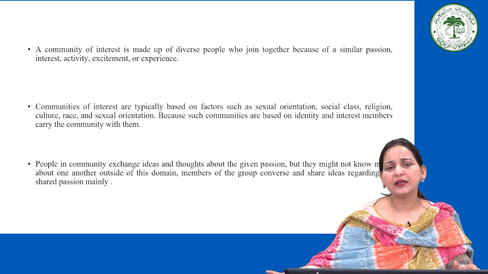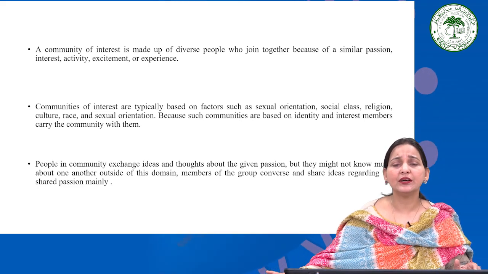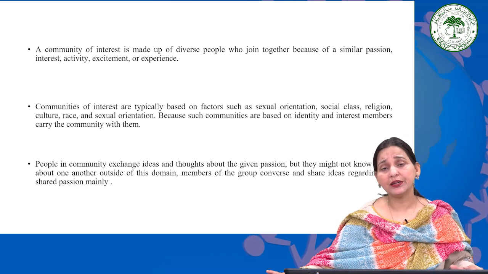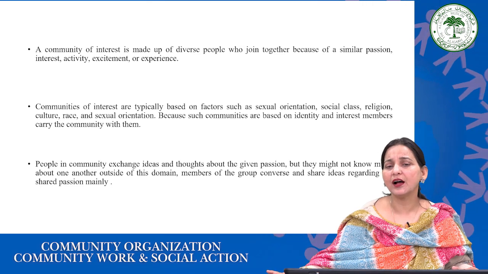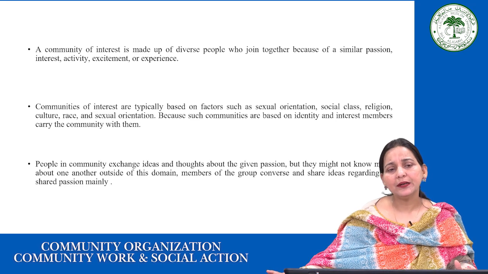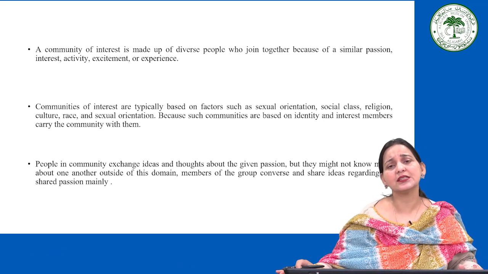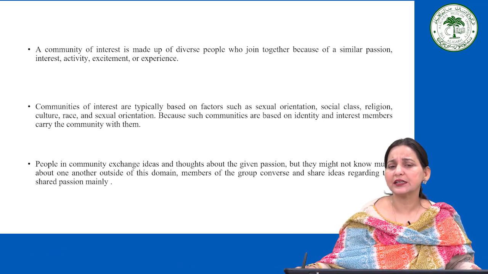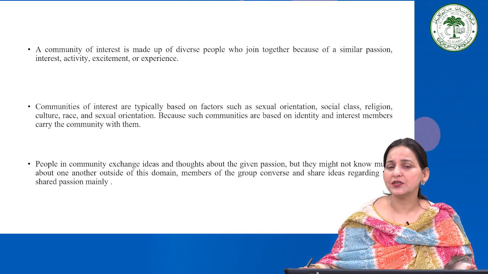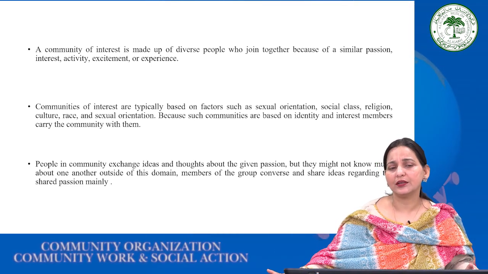Communities of interest are typically based on factors such as sexual orientation, social class, religion, culture, and race. We can take the example of LGBTQ. They come together usually in every city, and particularly in urban settings, they are very united and have their own community around this sexual orientation. People in a community exchange ideas and thoughts about the given passion, but they may not be aware of each other's personal lives, or concerned about them, which members don't want to share. That is not part of it, unlike a geographical community where people live together and are aware of each other, other than what they unite for.